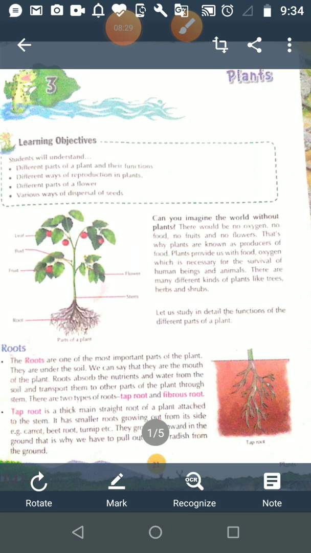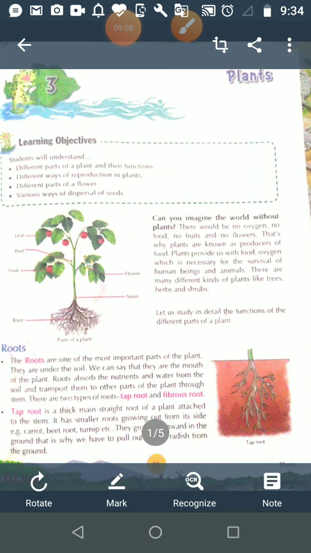So when we are talking about the root, student, today I will explain to you there are two types of roots: tap root and fibrous root. How many types of roots do we have, Abhishek? Yes, your answer is right. We have two main types of roots, that is tap root and fibrous root.